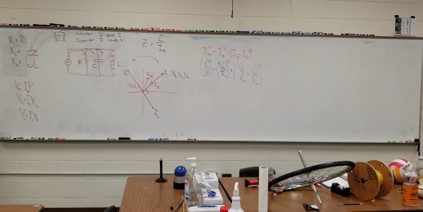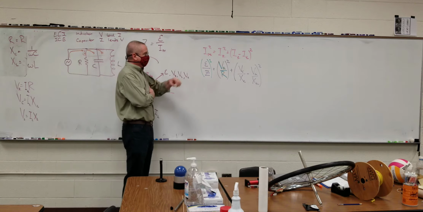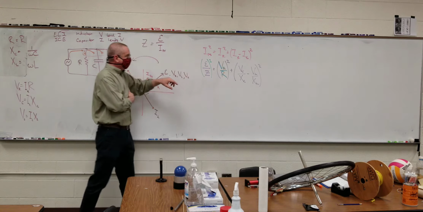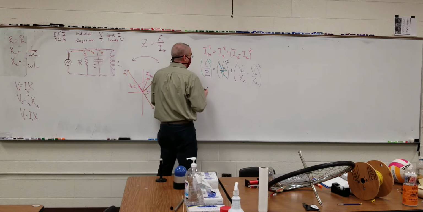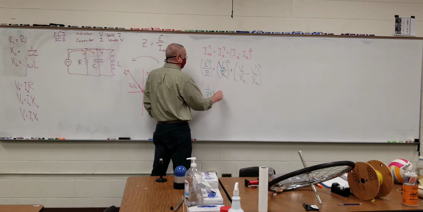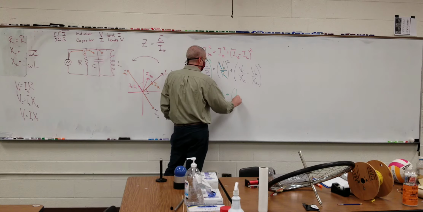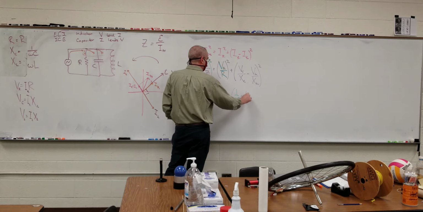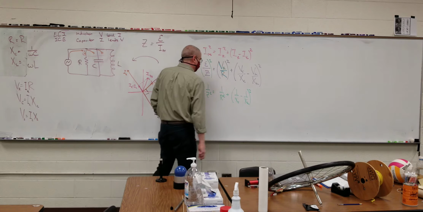The voltages are all equal to each other. Yes. Now it's time to get rid of stuff. All the magnitudes of voltages are the same, so that's gonna go away. And so I'm left with 1 over Z squared is equal to 1 over R squared plus 1 over X sub C minus 1 over X sub L, that difference squared.